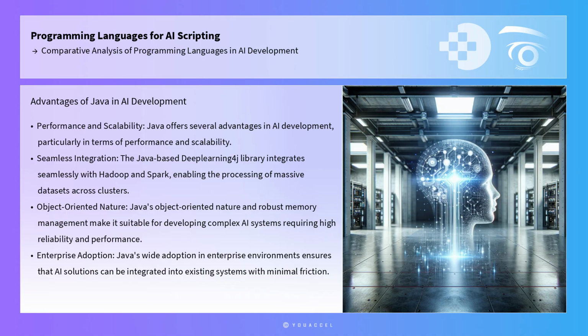Java, a long-standing player in the programming world, offers several advantages in AI development, particularly in terms of performance and scalability. The Java-based Deeplearning4J library provides a scalable and distributed deep learning framework that integrates seamlessly with Hadoop and Spark, enabling the processing of massive datasets across clusters.